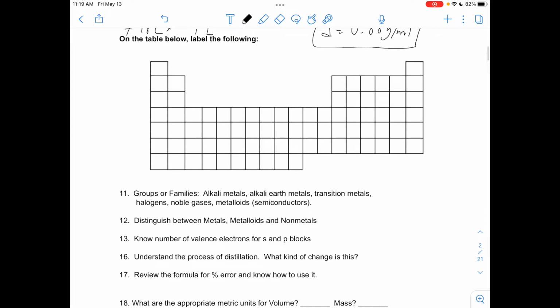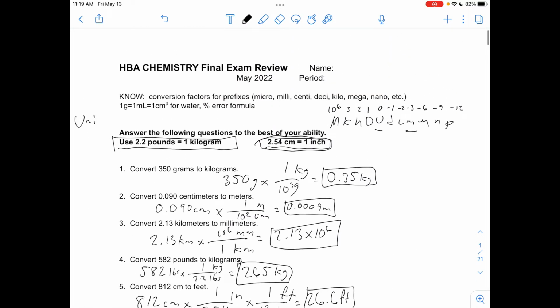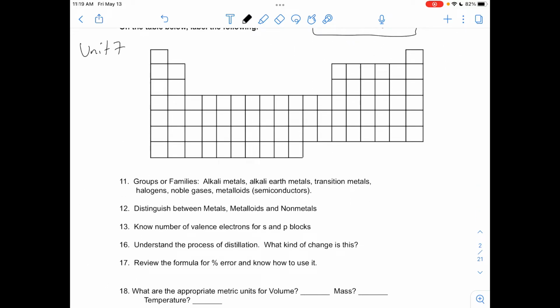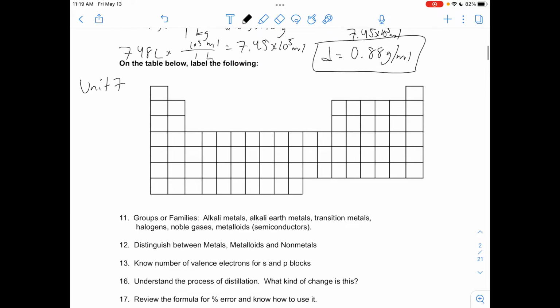We're moving on to the periodic table. We're going to label a whole bunch of stuff. This was unit 7. That first part that we just did was unit 1. So let me label it. This is unit 7. All of this was unit 1. Okay, unit 7 periodic table. So we're going to name the groups or families. So over here I have the alkali metals. And this is actually labeled for you on your periodic table. The next is the alkali earth metals, also known as alkaline earth metals.